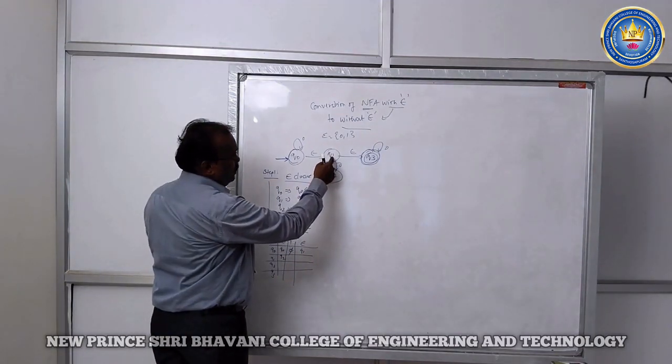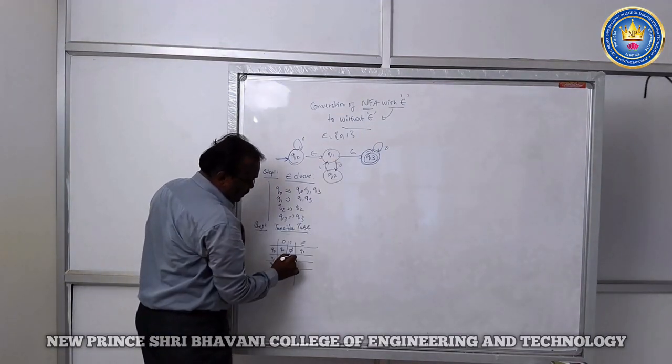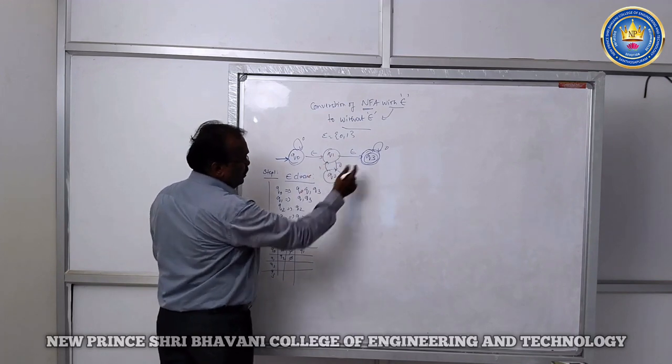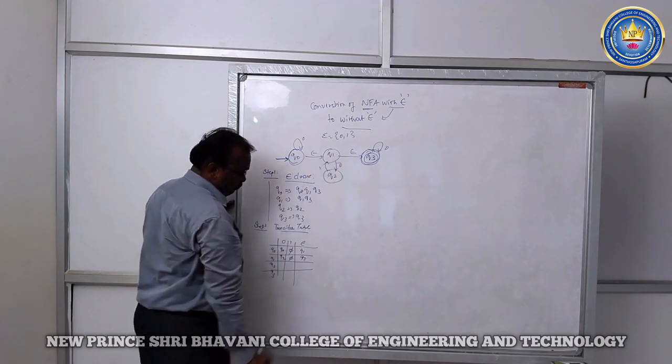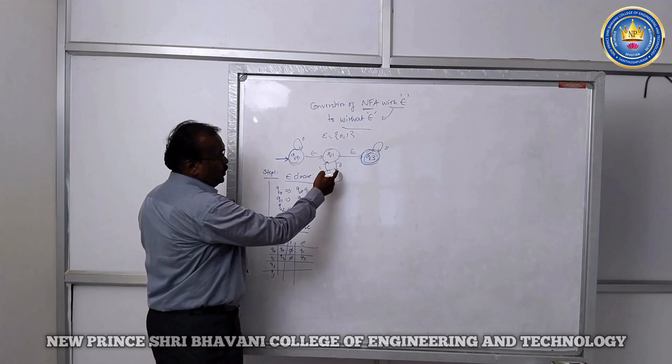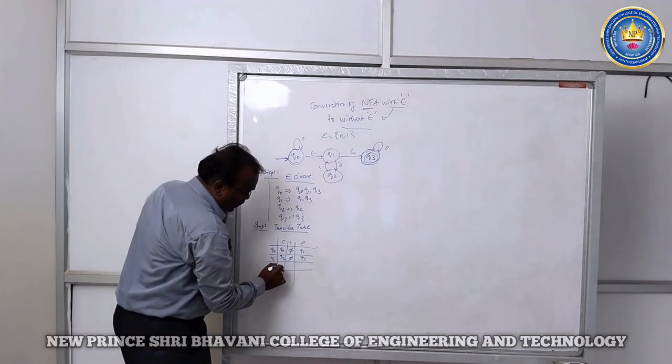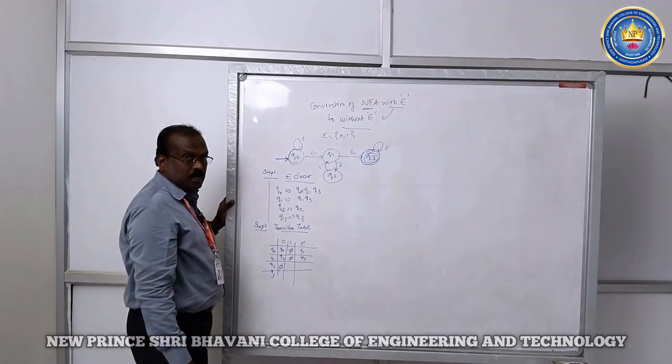And Q1, there is no any one symbol, right? So epsilon. And what about Q1? Epsilon goes to Q3. And similarly for Q2 is 0. 0 there's no any 0. Phi, that means null state.